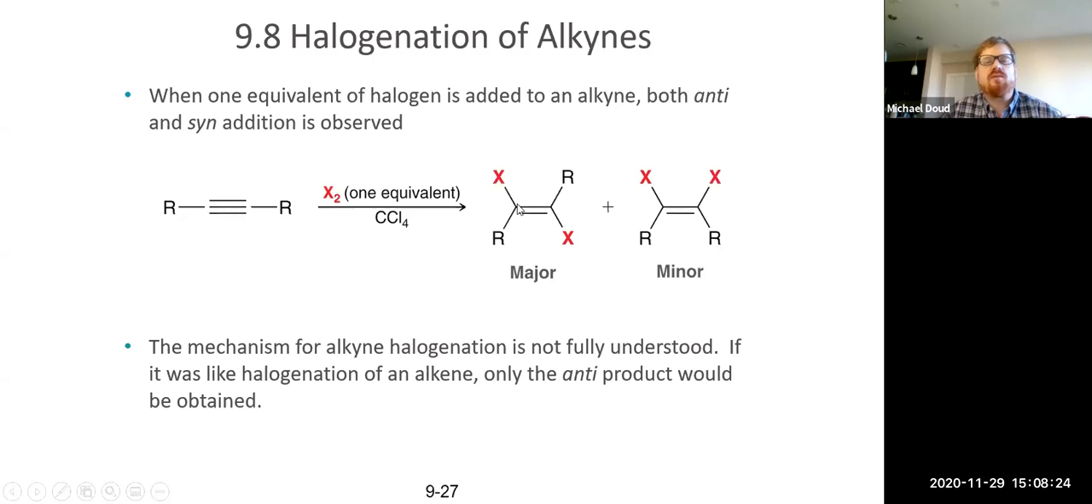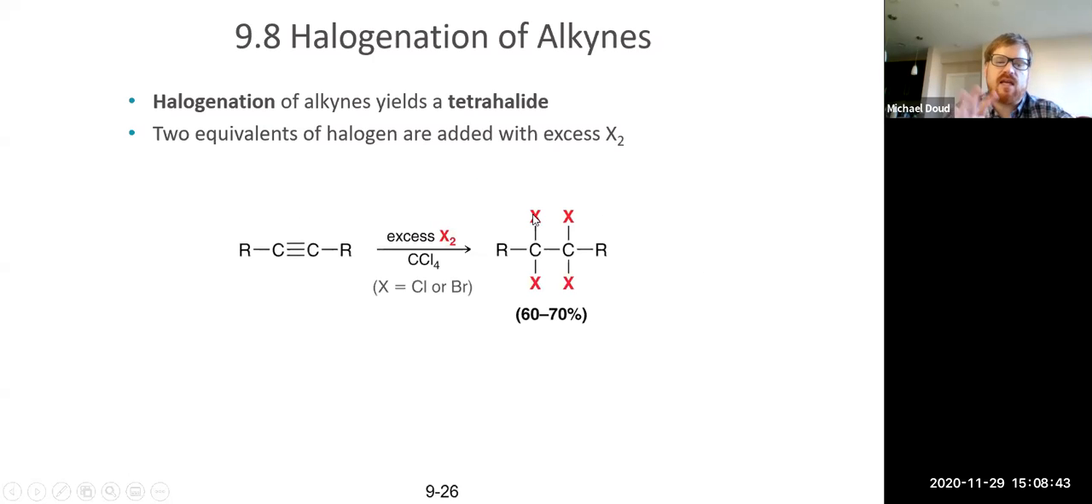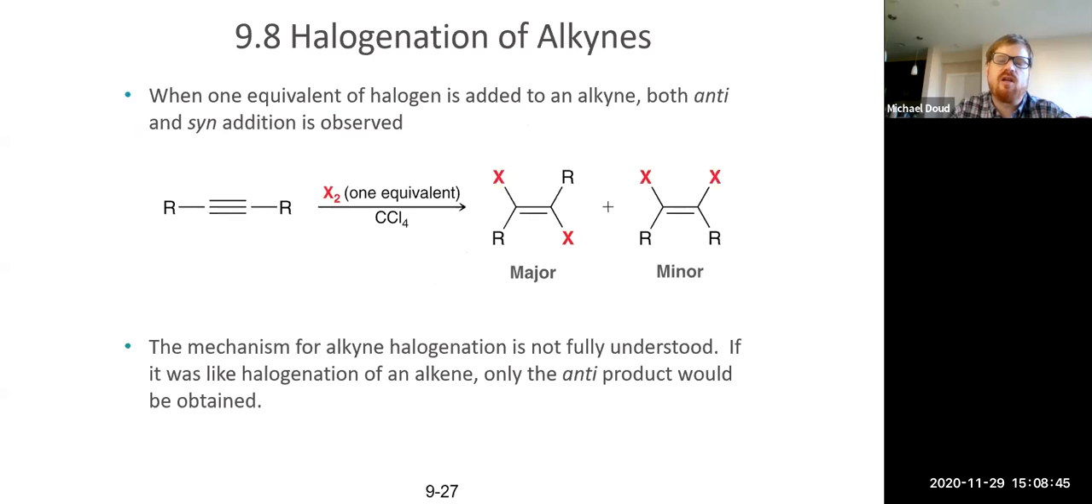Again, you don't have to know the mechanism because we don't really know the mechanism. If it were analogous to the halogenation of alkenes, we would only get the anti product, so this one. But in fact, we do get this syn product. So that means that something else is going on here altogether. So just keep that in mind. You can get the tetrahalide if you use excess of the halogen, or if you just use one equivalent, that gives you the dihalide on the alkene.